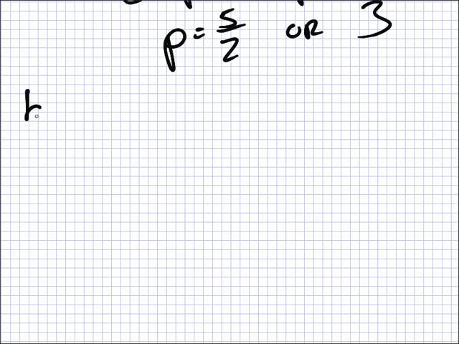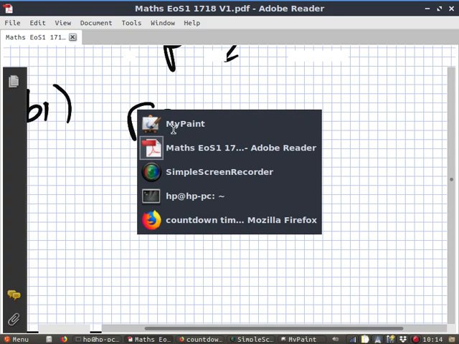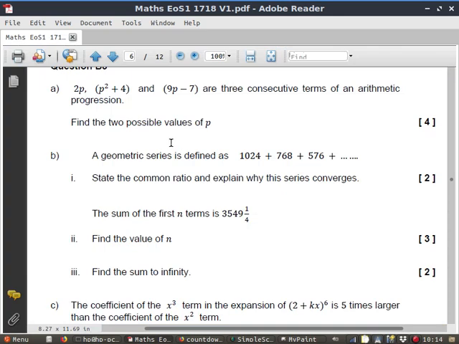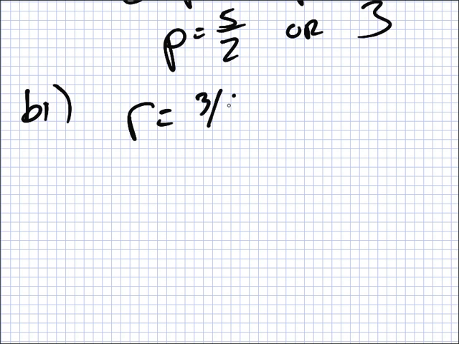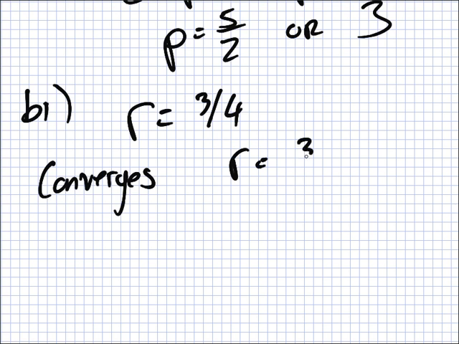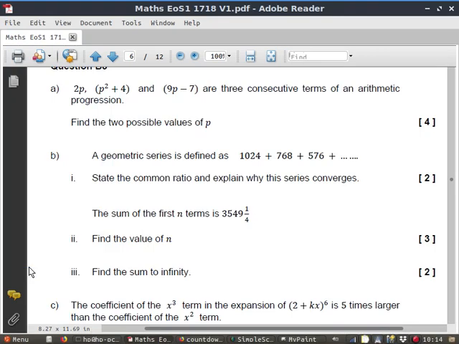In this one you can see that the ratio is 3 over 4. And it converges because r is equal to 3/4, which is between minus 1 and 1. 2 marks. Find the n so that the sum is 3549 and 1/4.